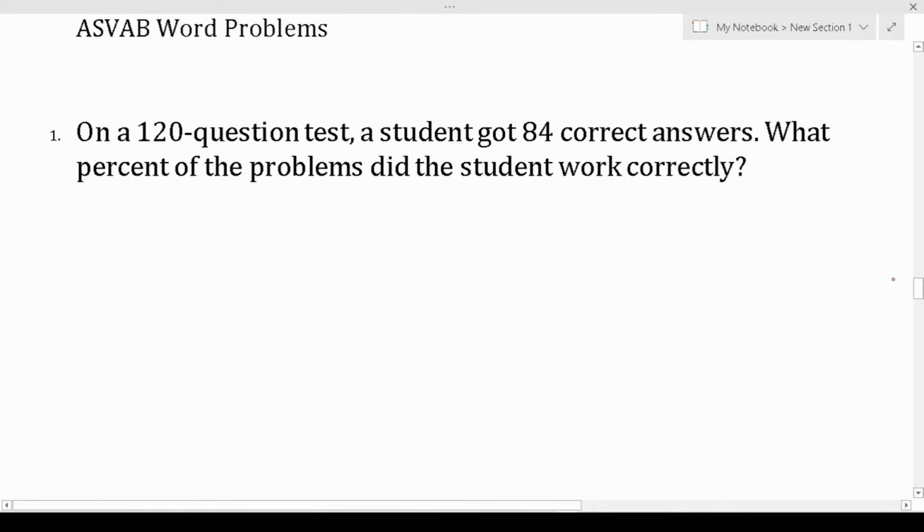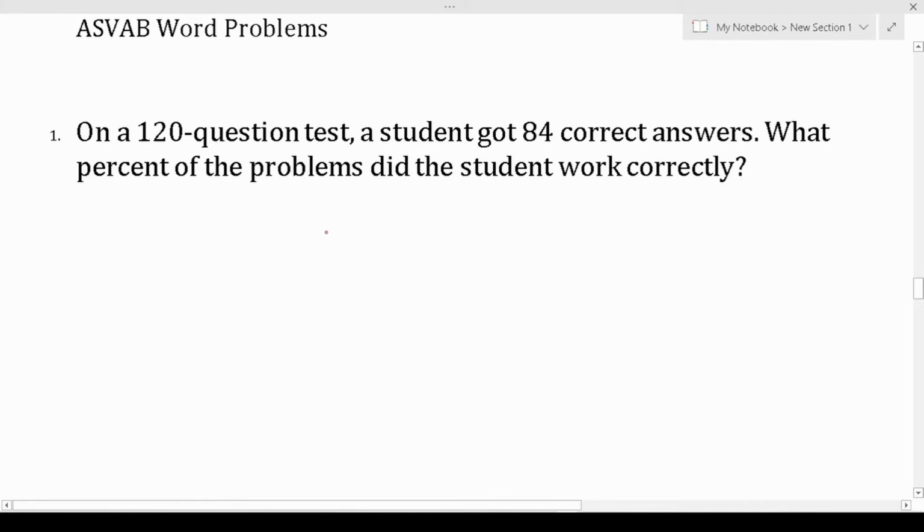All right, so now let's take a look at some word problems that are going to closely mirror what you'll see on the ASVAB. In order to solve these problems, we're going to have to use all the techniques that we've seen in the video so far. So all that said, let's go ahead and get started. Okay, so for question 1, it says on a 120 question test, a student got 84 correct answers. What percent of the problems did the student work correctly?